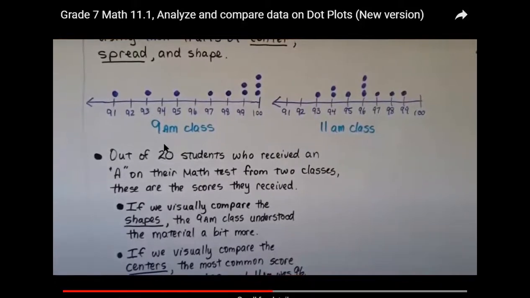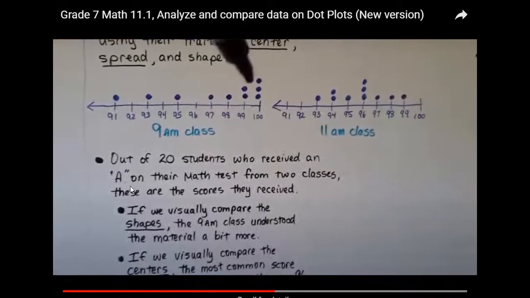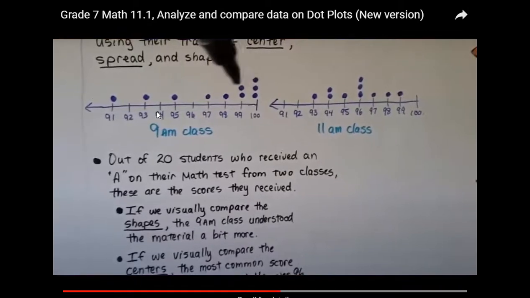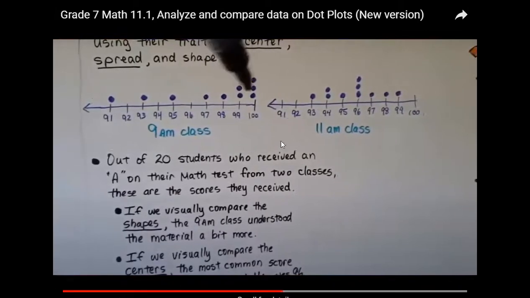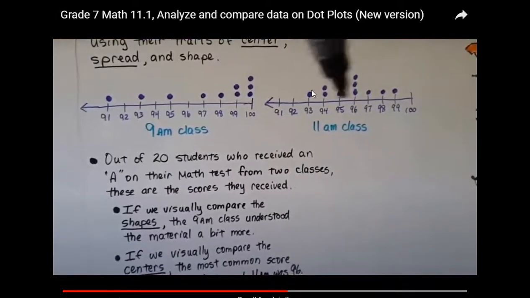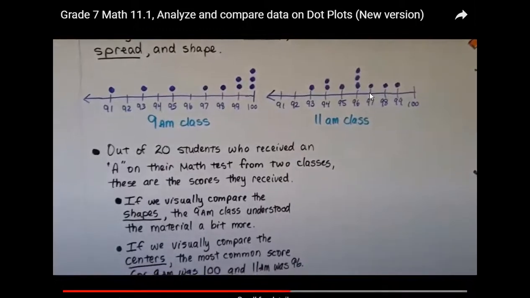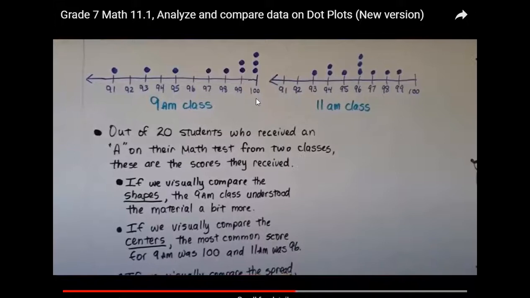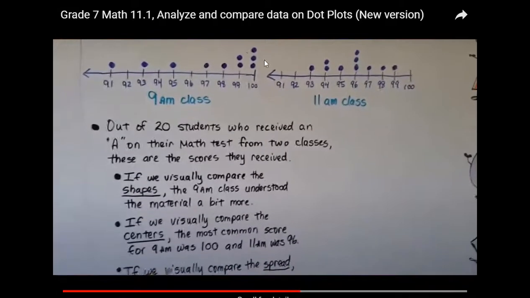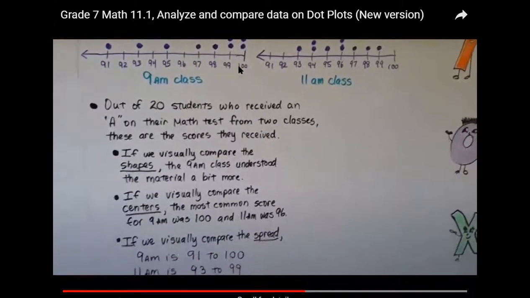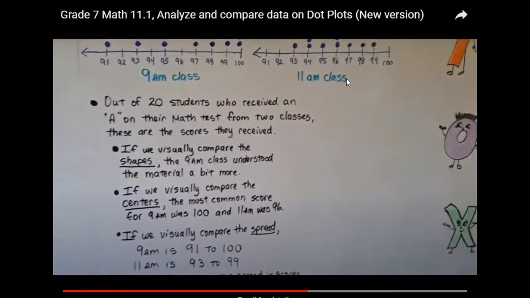So here, out of 20 students who received an A on their math test for 2 classes, we have 2 classes, the 9 a.m. class and the 11 a.m. class. Once we look at the results for the students, we will note that for 11 a.m., most of the students lie in this region. But for the 9 a.m. class, we can note that they got good marks, or they understood the lessons more than the 11 a.m. class.